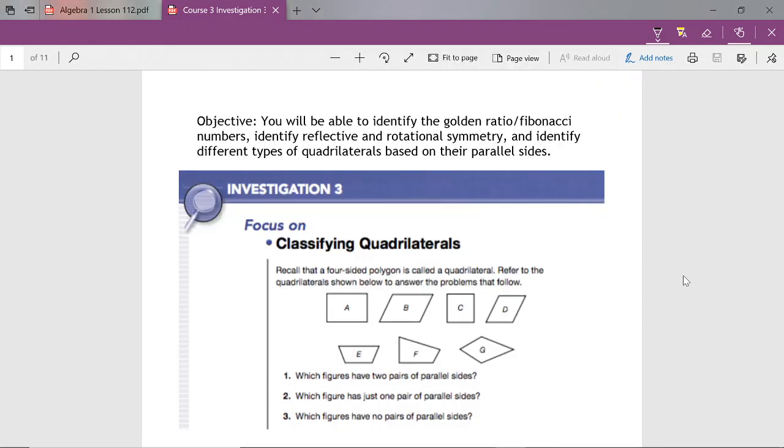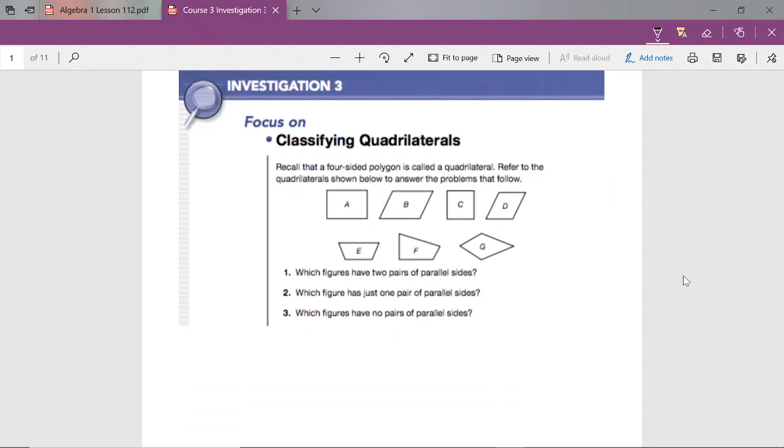Course 3, Investigation 3, we are looking at our quadrilaterals in a ton of different ways in this investigation. We're also looking at the golden ratio, or the Fibonacci numbers and sequence, and working with symmetry when we look at the quadrilaterals. So the first thing that we're going to look at with each of these is being able to say, well, what type of quadrilateral is it?